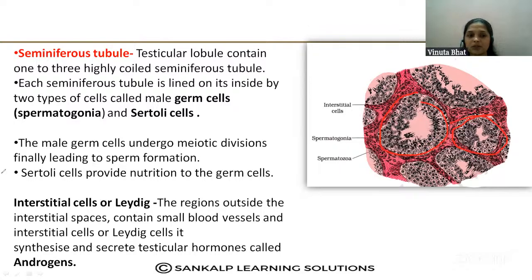These seminiferous tubules are lined by a special type of cells called germ cells. Here you can observe the germ cells, and one more type of cells called Sertoli cells. Very important: germ cells and Sertoli cells. See, I have drawn the diagram like this. So this is the seminiferous tubule, lined by a special type of cells called germ cells or spermatogonial cells.